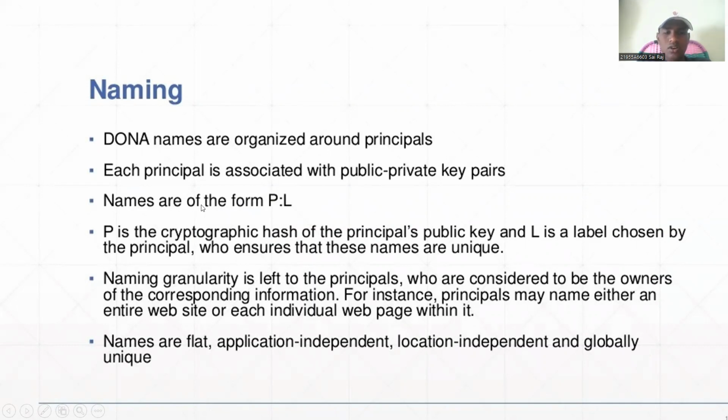Names are of the form P:L. P is the cryptographic hash of the principal's public key and L is a label chosen by the principal, who ensures that these names are unique. Naming granularity is left to the principals, who are considered to be the owners of the corresponding information. For instance, principals may name either an entire website or each individual web page within it. Names are flat, application independent, location independent, and globally unique.